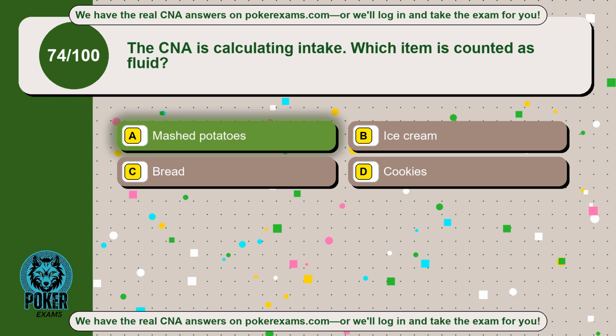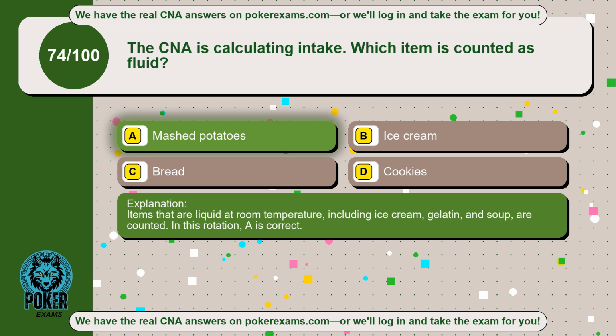The correct answer is option A. Mashed potatoes. Items that are liquid at room temperature, including ice cream, gelatin, and soup, are counted. In this rotation, A is correct.